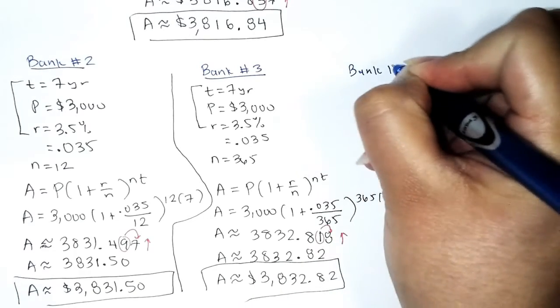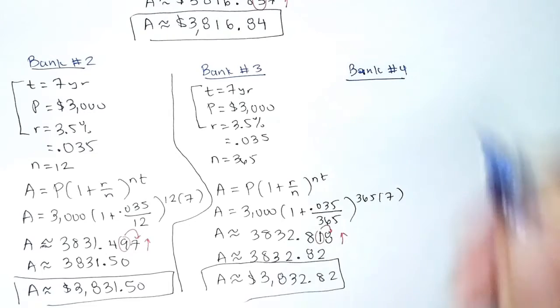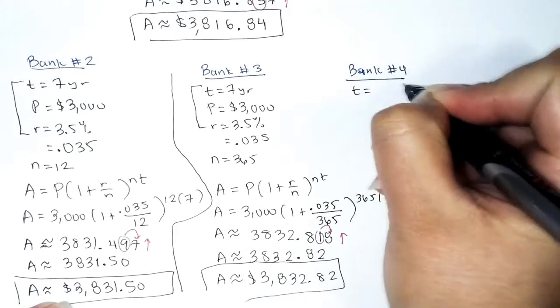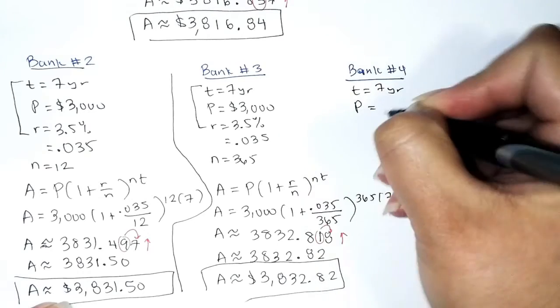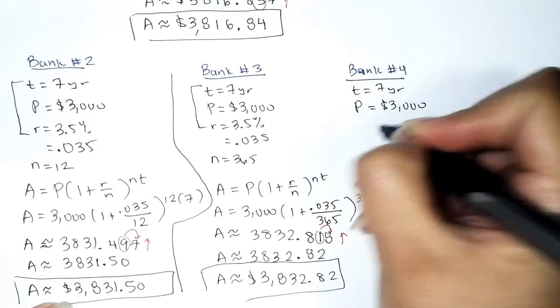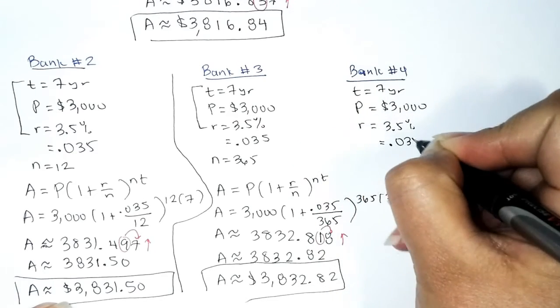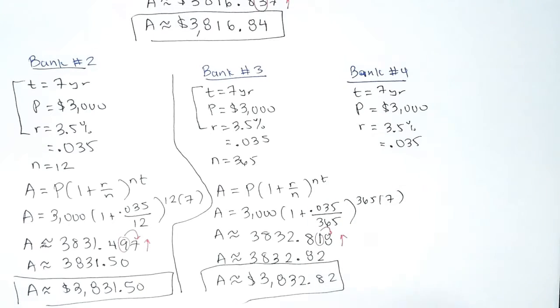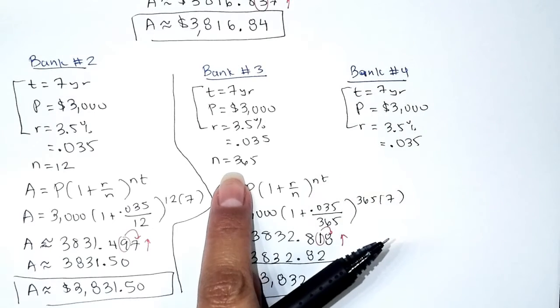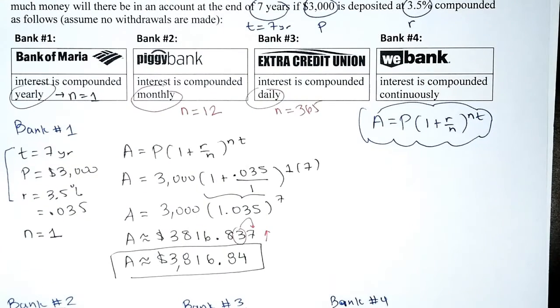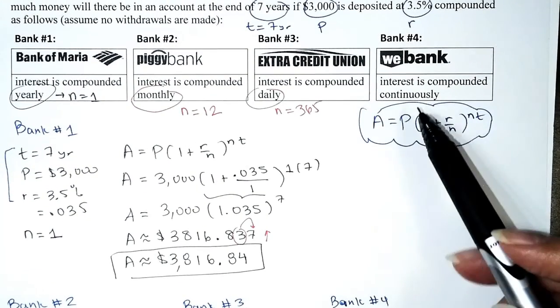What is going to be that final amount at the end of the 7 years? So we're going to copy what's the same for all 4 problems, which is time, principal, and rate. Okay, so the time is still 7 years. The principal is $3,000. The rate is 3.5%, in decimal form 0.035. Now the $1 million question: how often is the interest compounded? Okay, so for the 4th and final bank at We Bank, interest is compounded continuously.